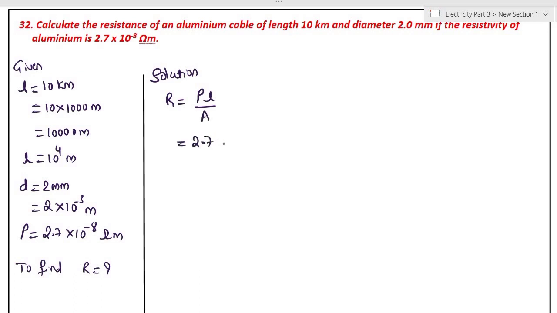2.7 into 10 to the power minus 8 into length of the conductor, which is 10 to the power 4 meter, and the area of cross section is how much? Area we need to find. Area is equal to pi r square, and what is the diameter? He had given 2 millimeter. Therefore, r is equal to how much?